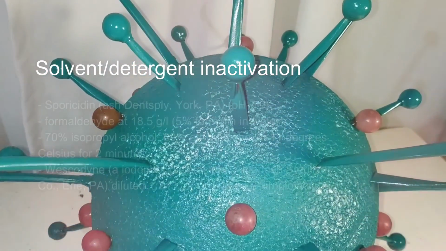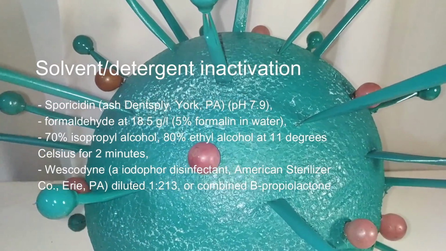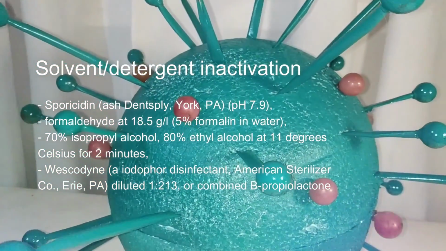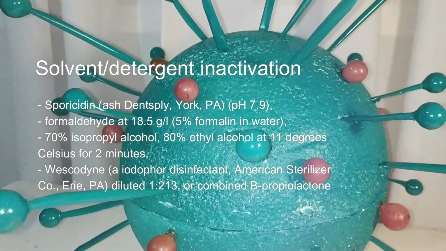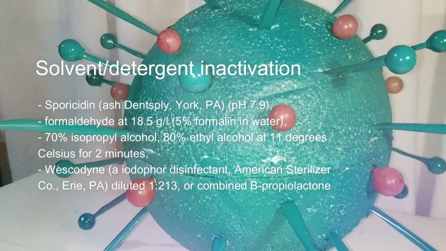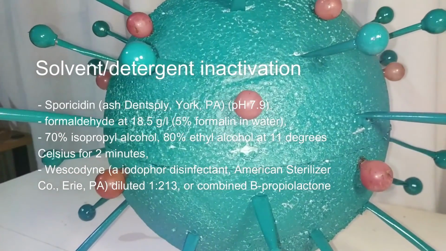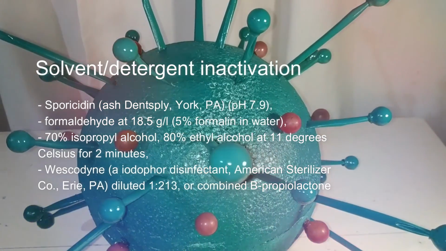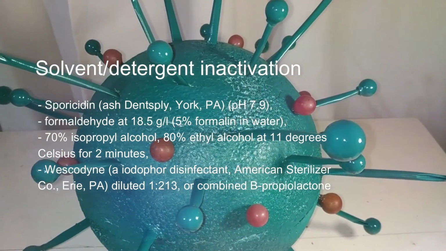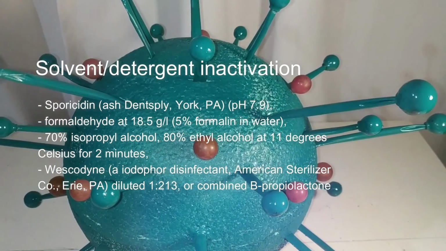Solvents that are effective in inactivating the virus are sporicidin at pH 7.9, formaldehyde at 18.5 grams per liter or 5% formalin in water, 70% isopropyl alcohol, and 80% ethyl alcohol at 11 degrees Celsius for 2 minutes. Vescadine, an iodophor disinfectant diluted at 1 to 230, or combined beta-propiolactone.